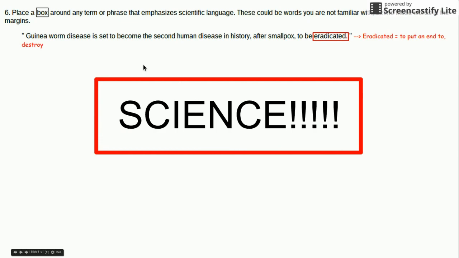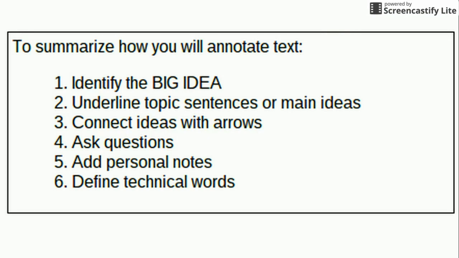And the last thing, place a box around any term or phrase that emphasizes science language. So these could be words that you're not familiar with, and those are the ones that you're going to want to define. But in this sentence, it says guinea worm disease is set to become the second human disease in history after smallpox to be eradicated. So I might put a box around this word eradicated. Eradicated equals to put an end to or destroy. So make sure that this box goes around any term that really emphasizes scientific language. And if you don't know what it means, make sure that you define that within the margins.